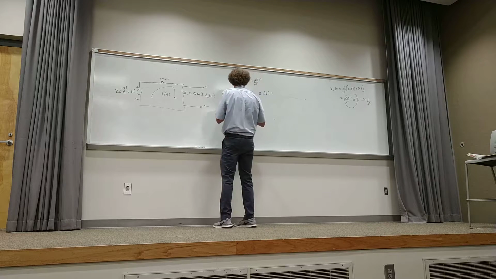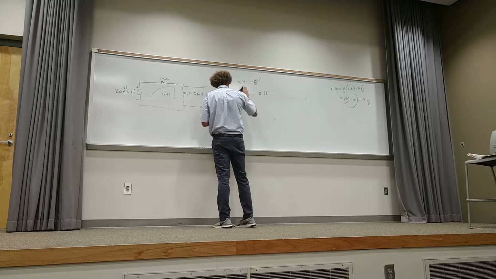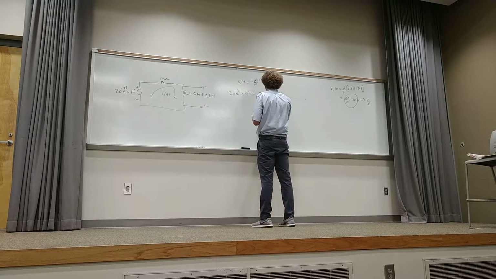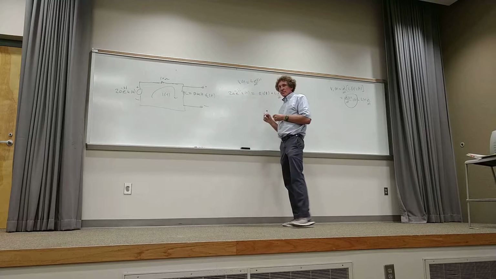Oh, 3t, I'm sorry, 3, you're right. R times I of t plus L times di dt, right? This is one way to do this problem. Do you agree with me?